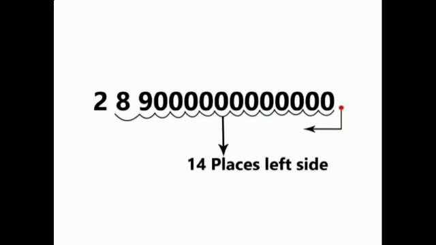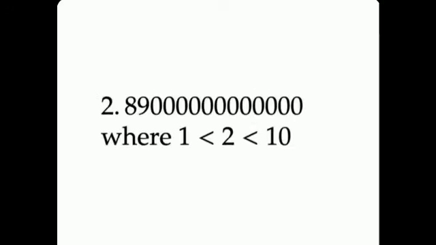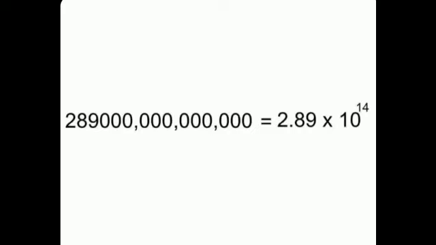So students, for this number we move the decimal point up to 14 places to the left and the remaining digit must lie between 1 to 10. As here 2 lies between 1 and 10. So students, we can write the large number as the product of a decimal number with a power of 10. That means it will be written as 2.89 multiplied by 10 raised to the power 14.